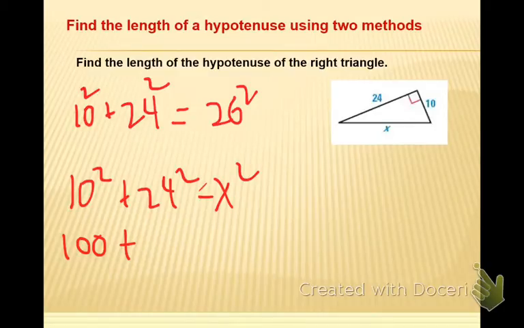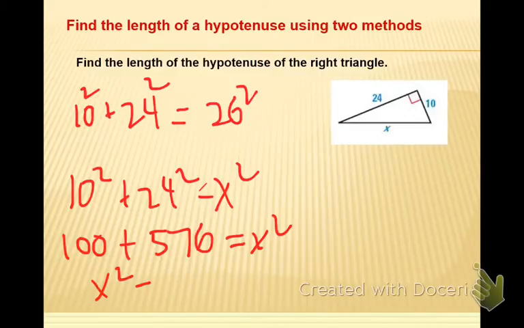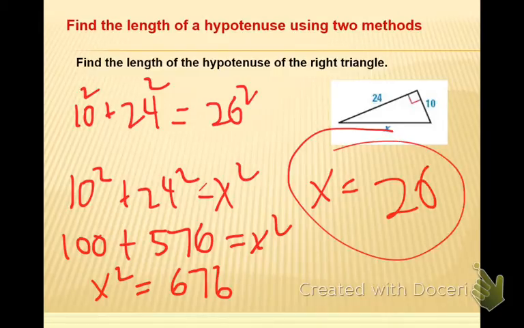Kelly? 576. 576 equals x squared. So x squared equals 676. So x equals what? Square root of 676. 26, yeah. It's going to be 26. All right. Questions? Okay.